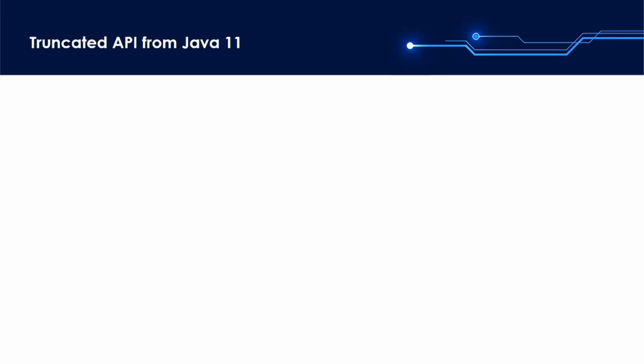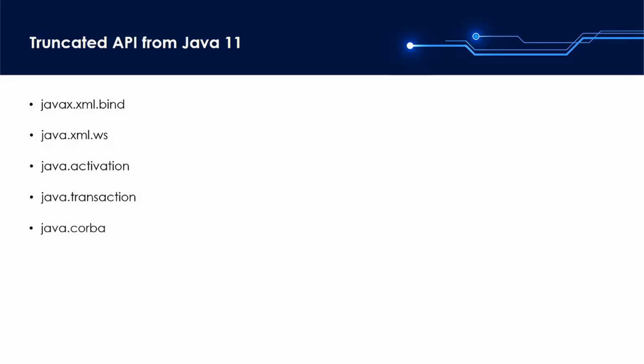Now, apart from bringing about enhancements in Java, a few important truncated APIs were also introduced. For example, we now get a truncated API for JAXB, which is responsible for binding XML to Java objects. We get a truncated API for web services, which truncates classes and interfaces present in the web services library. We also get truncated APIs for activation, transaction management, and CORBA that provide the essential capabilities of implementing lower-level distributed computing.